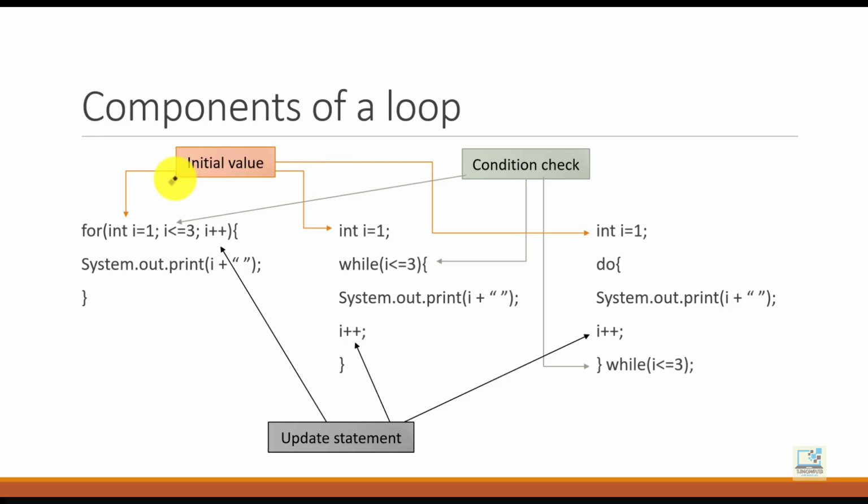About the condition check, in the for loop the condition check is also placed just beside the initial value, whereas in the while loop it has been placed in the bracket inside the while. In a do while loop the condition check is placed at the very bottom, just where the loop is going to finish. About the update statement, it will go just beside the condition check in the for loop, whereas in the while and the do while loop it will be just before the loop is closed. Okay, you see here and there.